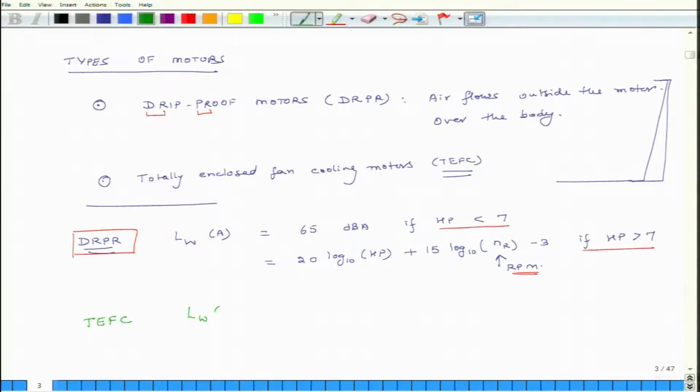LWA is equal to 78 decibels A weighted if horsepower is less than 5, if it is less than 5 horsepower. Or if the motor produces more than 5 horsepower, then it is 20 log base 10 of horsepower plus 15 log to the base of 10 NR plus 13 if HP exceeds 5.